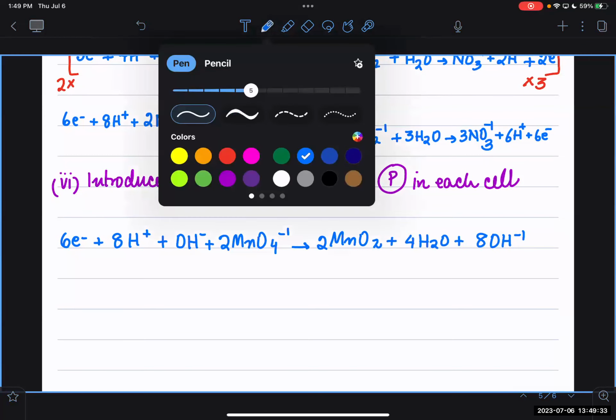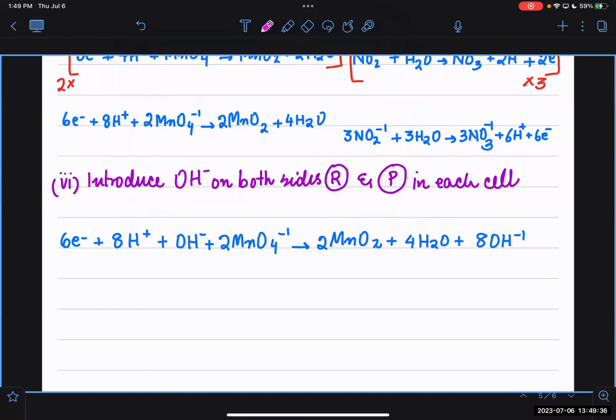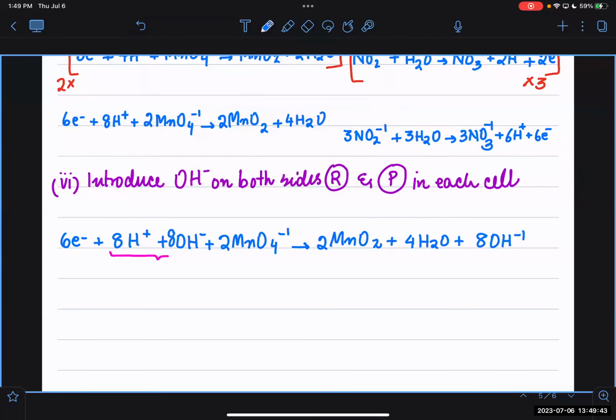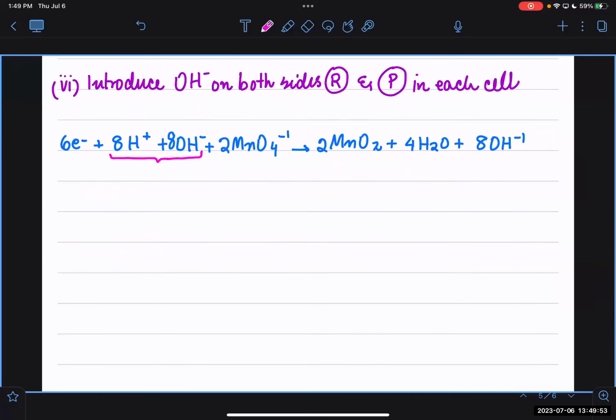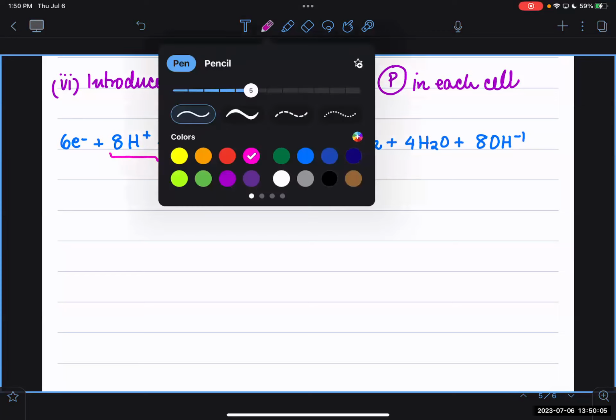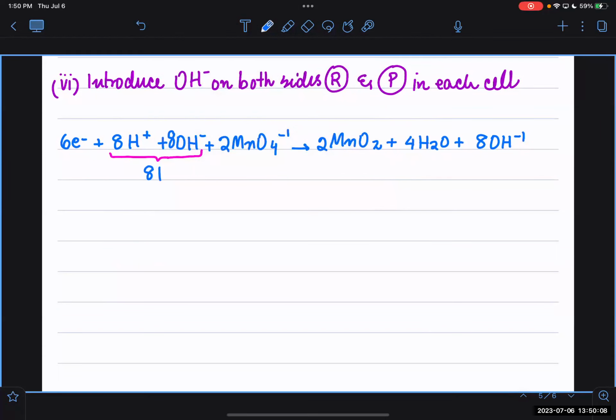Now, what do you see happening in this case? Oh, why did I not put 8? So this is 8. Okay. So what does this become? 8 hydrogens and 8 OH. When they meet, what do they form? And how many H2O? 8. Very good. So we have now 8 H2O.